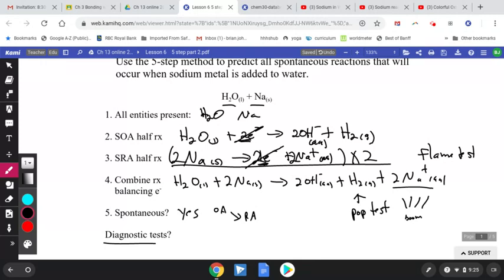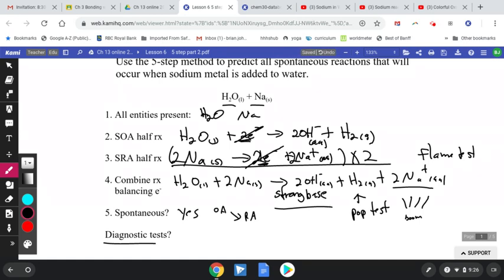Flame test is... no, I don't see it. Okay, scrap that. And let's go with hydroxide ions. So what do you guys know about hydroxide ions? Okay, hydroxide ions are always basic. They're the component of a strong base. So how can we test to see if we're making a strong base?